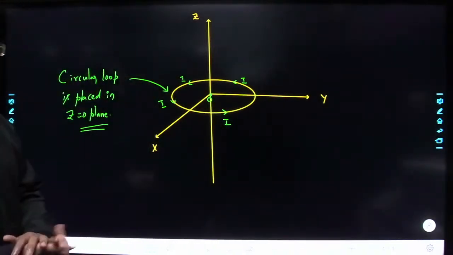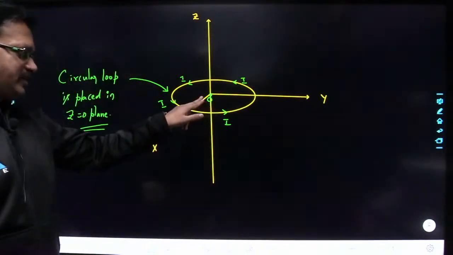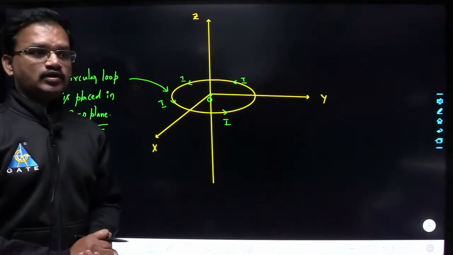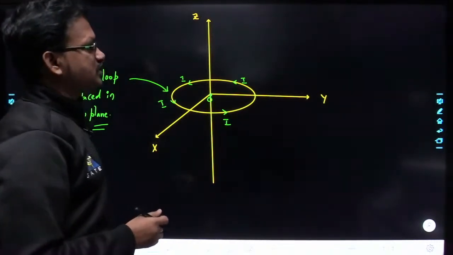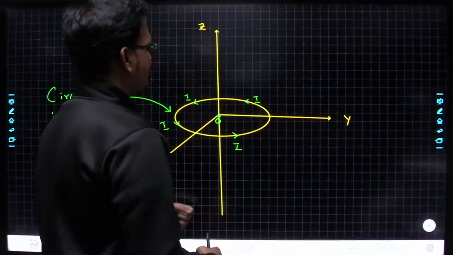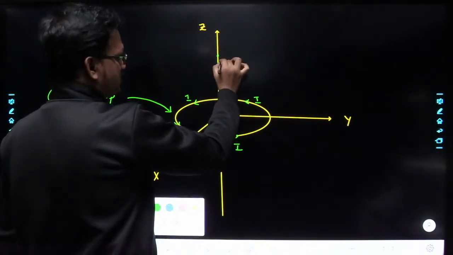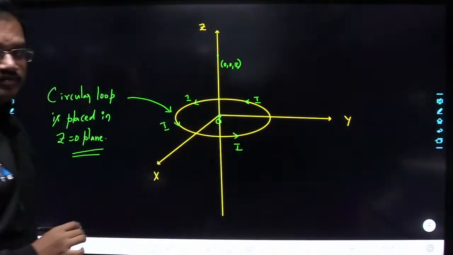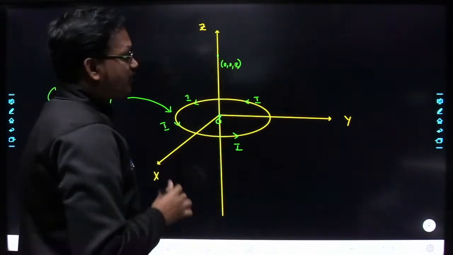Now, we have already seen how to determine the B field at the center of this circular loop. We have already derived the expression for the B field at the center of the circular loop. Here we try to determine the B field at some point 0, 0, z.